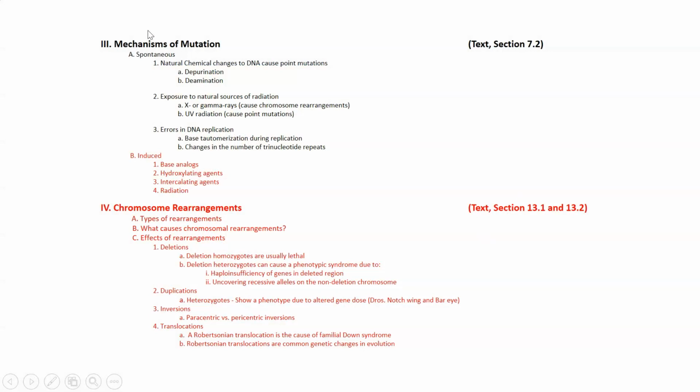So last time we talked about mechanisms of mutations and the classification of mutations, and I went through spontaneous mutations, how they occur. So three main categories: chemical changes, natural radiation, errors in DNA replication. Today we're going to start with this: induced mutations, induced by mutagens. And then I want to go over different types of chromosome rearrangements. So these are large-scale mutations, just define what they are and how they come about. So let's take a look at those.